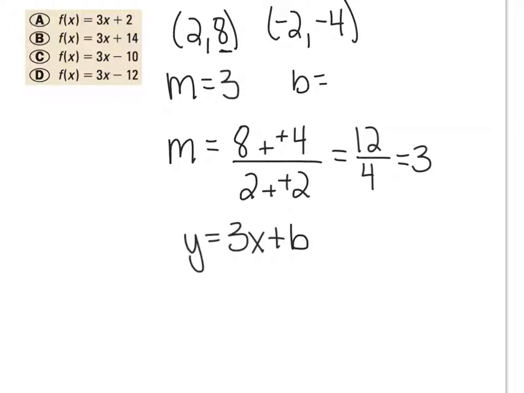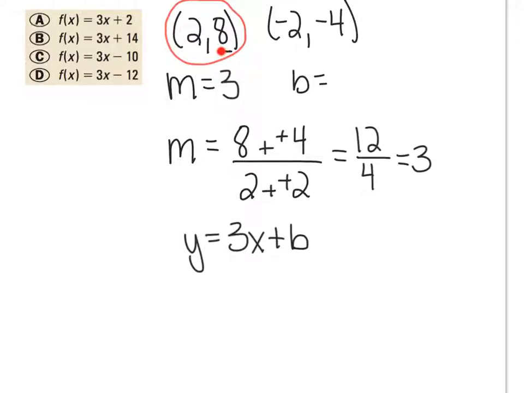Remember, I take one of the ordered pairs that I was given and substitute in for the x and the y. And remember, it does not matter which ordered pair I choose, I will get the same answer no matter what. I can put the 2 in for the x and 8 in for the y, or I could put negative 2 in for x and negative 4 in for y. Let's choose the 2, 8, just because I like this ordered pair a little bit more, just because both numbers are positive.